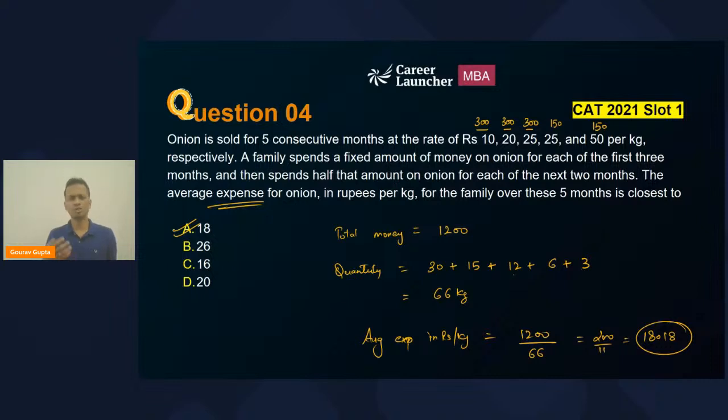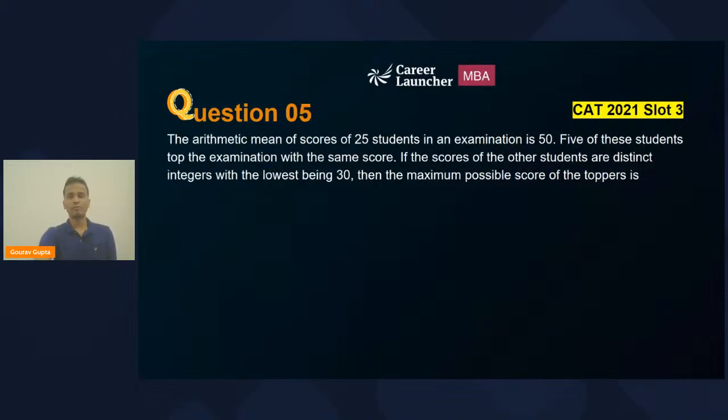The catch was, just to save time, you can assume the money that is spent on each of these months. Even if you take it as a variable, let's say you assume the money spent in the first month as 2x, 2x and 2x for the first 3 months, then x and x in the next 2 months, you will also get the same answer. The only difference is you will have fractions involved, and you will take a little bit more time to find out the final answer. Okay. All right. So that was question number 4.